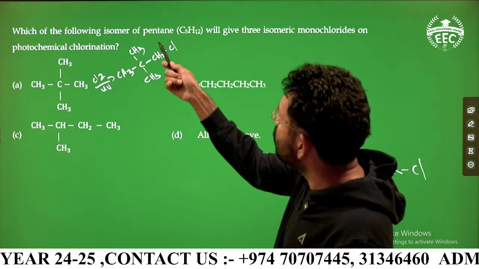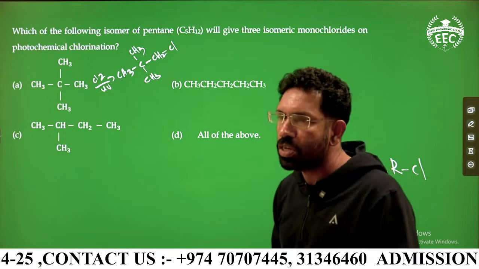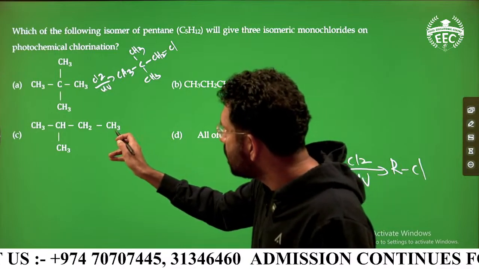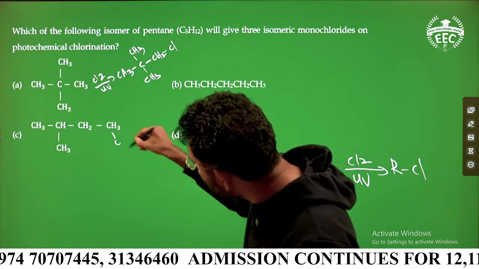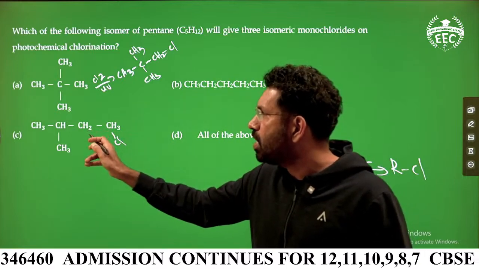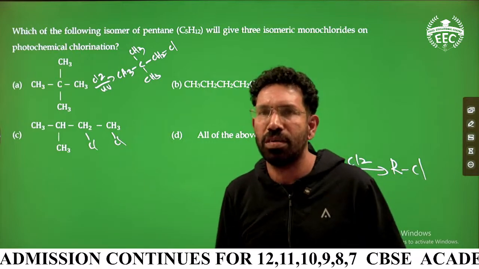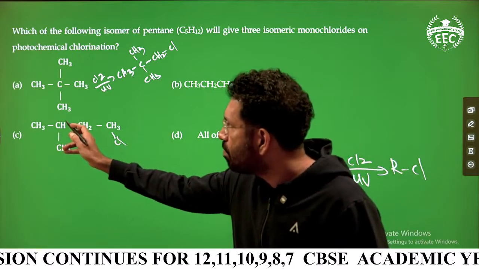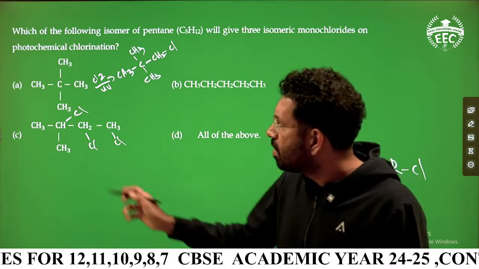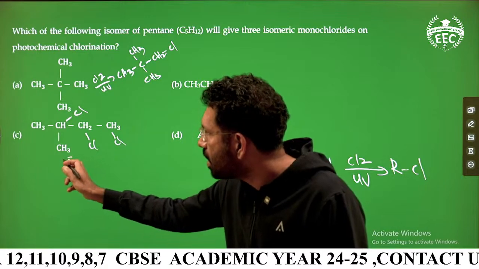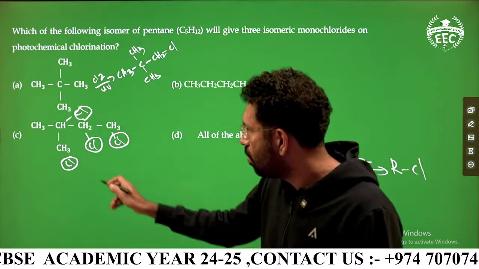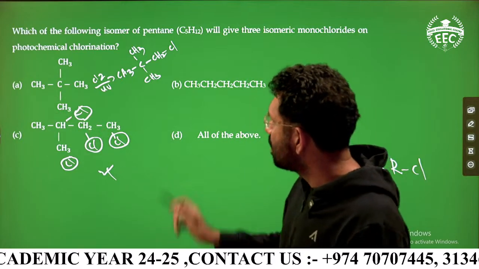So this is the one which gives a single monochloro product, right? Now they are asking which isomer of pentane will give 3 isomeric monochloro products. See, how many hydrogen atoms are here? If I keep chlorine here, you will get one monochloro product. You can replace hydrogen by chlorine here, and you will get another monochloro product. Here, another, and here, another. So this isomer will give you 4 monochloro products. They are asking 3.